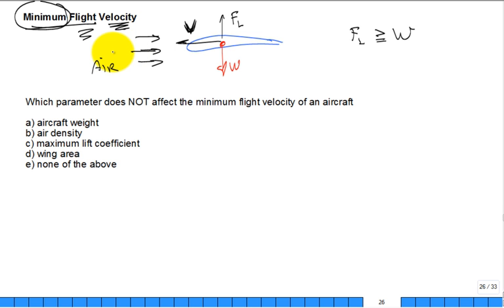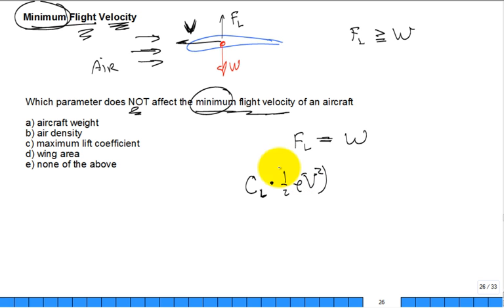Okay. Which parameter does not affect the minimum flight velocity of an aircraft? Well, the criteria is the lift has to be greater than or equal to the weight to have the minimum. Well, then it's equal. How do I calculate the lift force acting on the wing? I unravel the C sub L. C sub L is the lift coefficient, just like the drag coefficient was C sub D. The lift is C sub L times 1/2 rho V squared times some area.